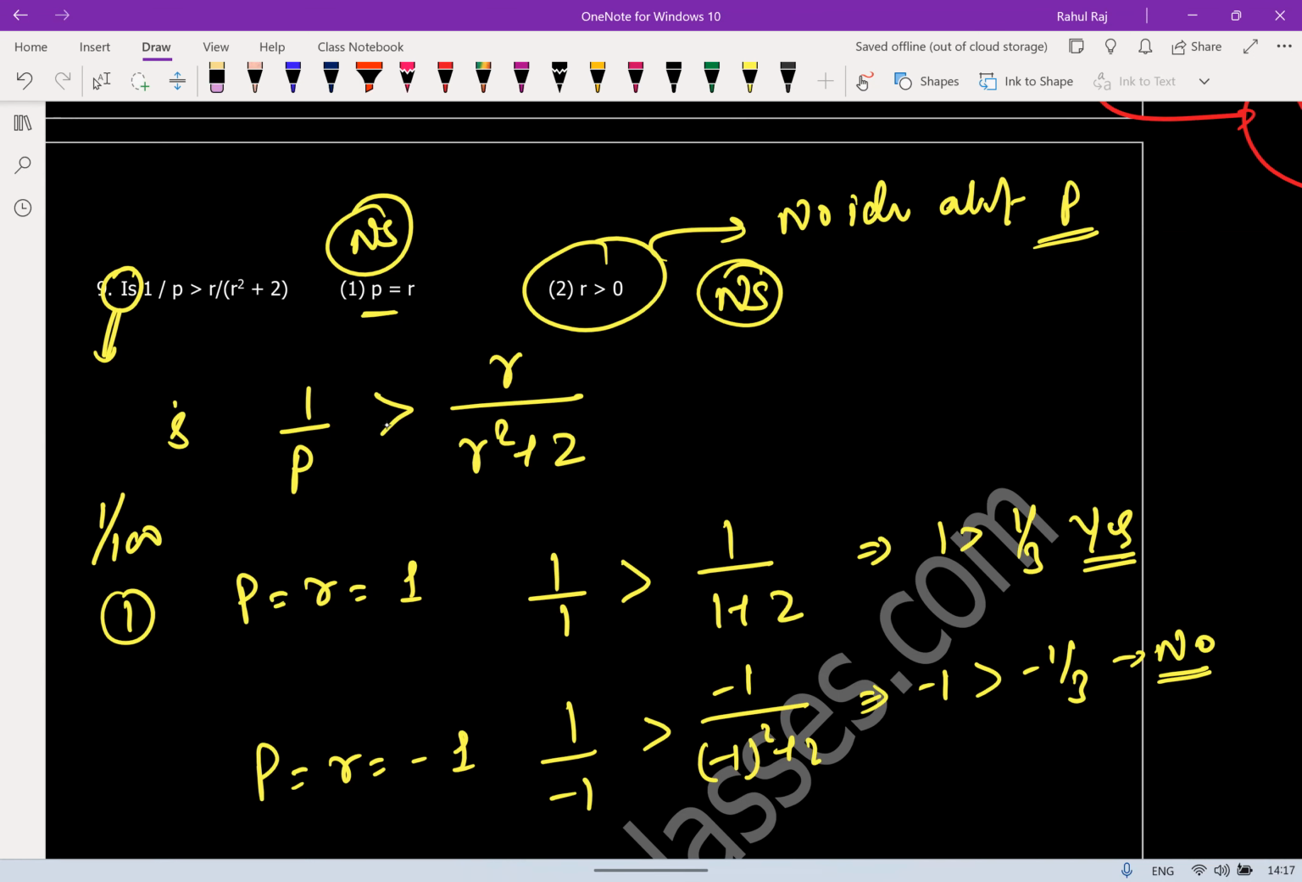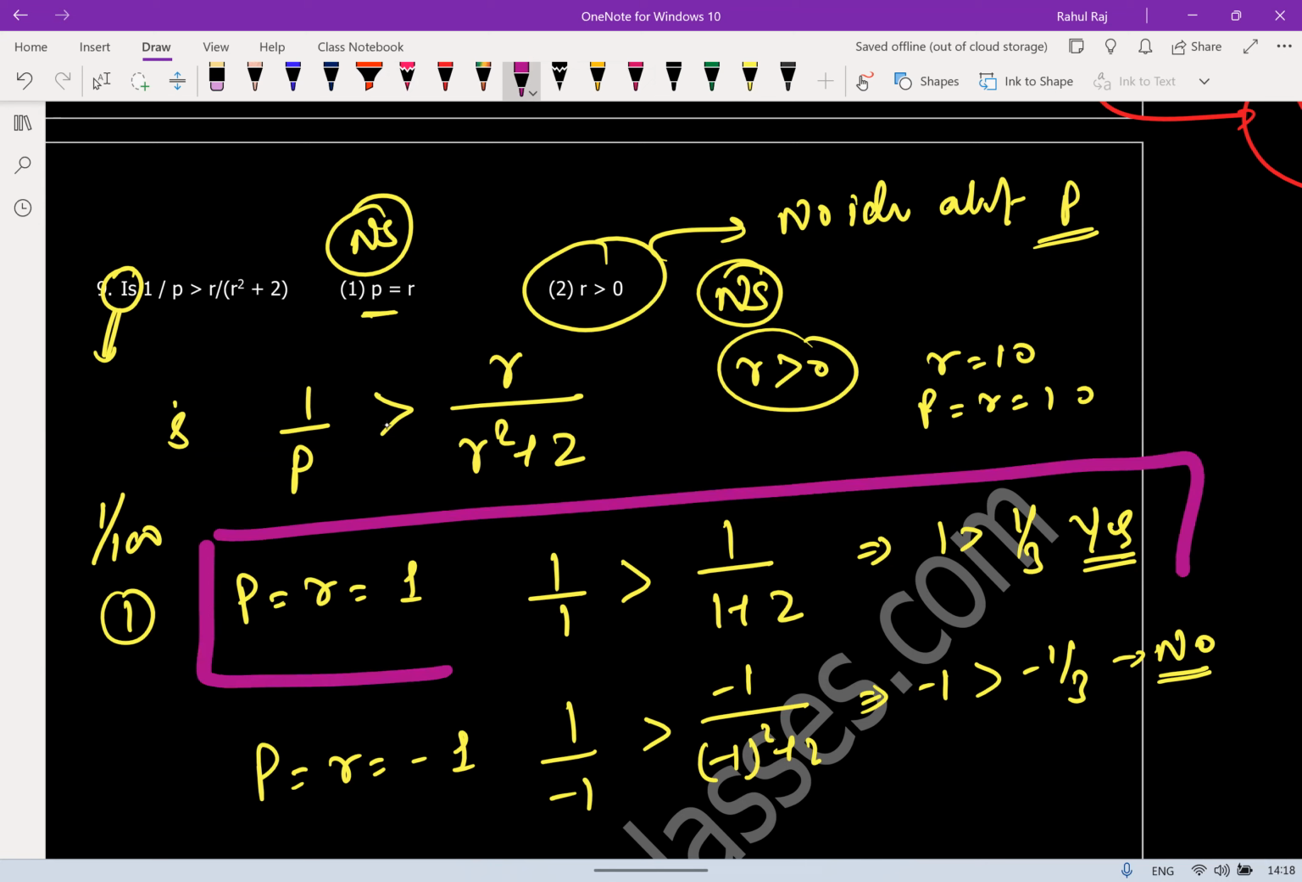Now when you combine, you say P is equal to R and R is greater than 0. It means R greater than 0, you consider any number. Let's say R is equal to 10. But option number 1 says P is equal to R, so P is equal to R is equal to 10. Now you put any value, it just does not matter. If you put P is equal to R is equal to some positive number, 100% you are going to get this case for sure. Can I say it is C?